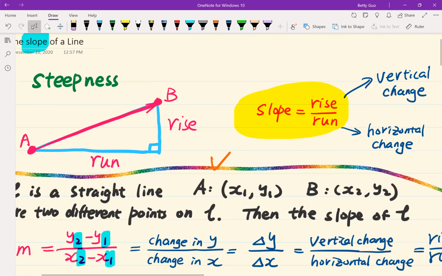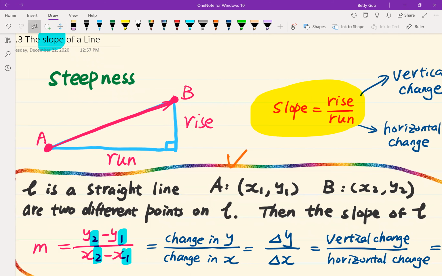Let's look at this diagram. Let's say you are here. You're going to drive from A to B, right? You go from A to B. And slope is defined as the rise over run. Okay, the slope is defined as the rise over run.